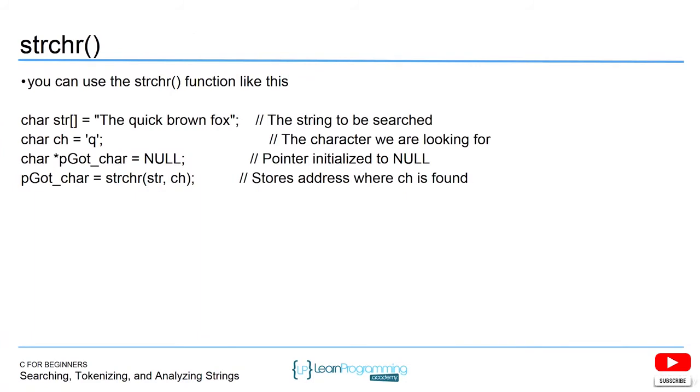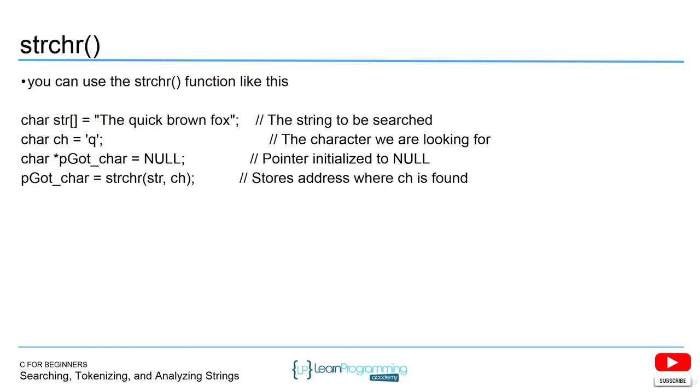So strchr, how you use it is this. You create a character string, and we initialize it here with the quick brown fox. We then create a single character, and we initialize that with Q. Then we create a pointer, because we have to create a pointer because that's what's returned from strchr. That's what allows us to see where in that string we found a character. We're going to initialize our pointer to NULL, because right now it's not going to point to anything.